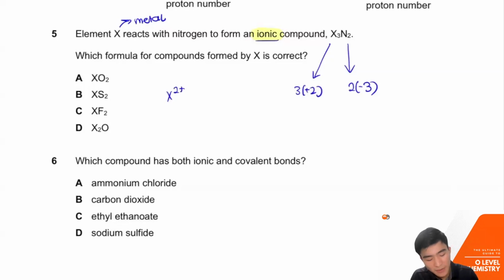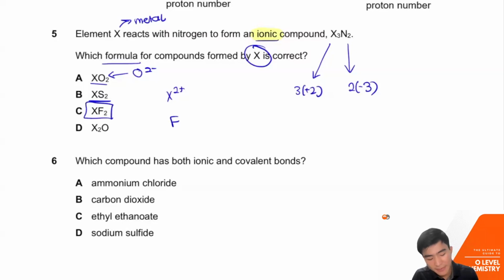So what formula of compounds formed by X is correct? Clearly, number 1 is out because oxygen will always form O2 minus, which means the charge is imbalanced. Sulfur is the same thing; it will not form a balanced charge. Now, this one is the correct one.